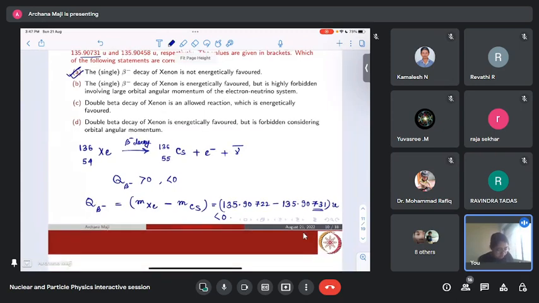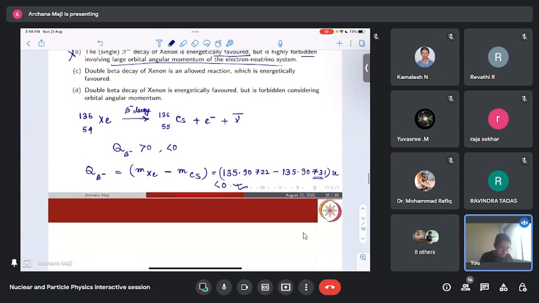Okay. Option B says the single beta minus decay of xenon is energetically favored but is highly forbidden. As we already figured out that it is not energetically favored, this is incorrect. We don't even need to check the second part, because the statement itself says it is energetically favored, but that is not so, since Q value of this reaction is less than 0. So option B is incorrect. Let us see option C. It says double beta decay of xenon is an allowed reaction and is energetically favored.